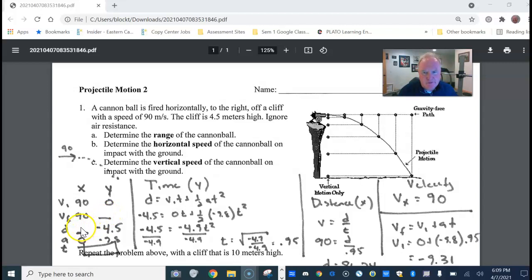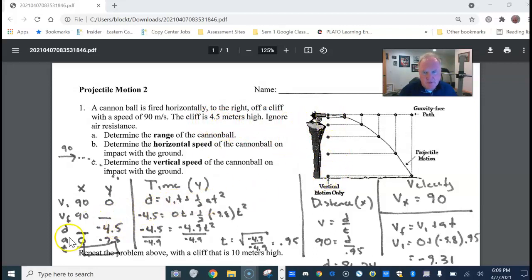All right, what's the distance in the x direction? Well, that's what we're trying to find, really, the range. We don't know how far it's going to go, and so that's our unknown. But what's the distance in the y direction? Well, it's up here on the cliff, and it's going to fall this far. They told us that the cliff is 4.5 meters tall, so it's negative 4.5.